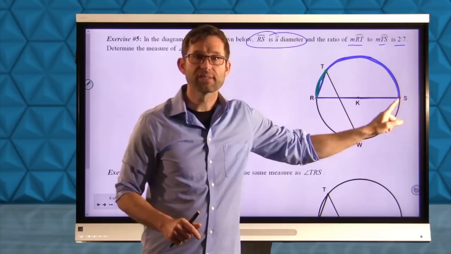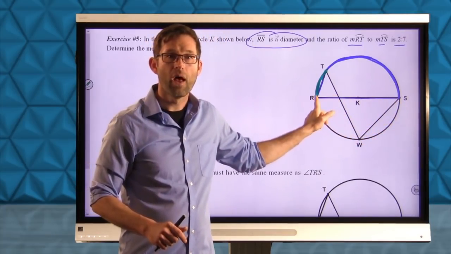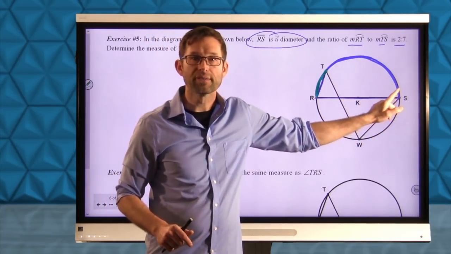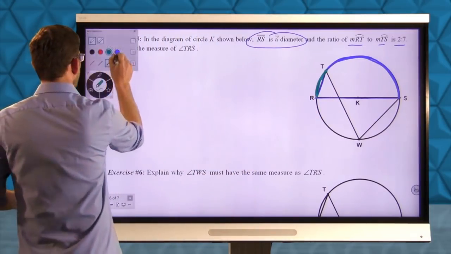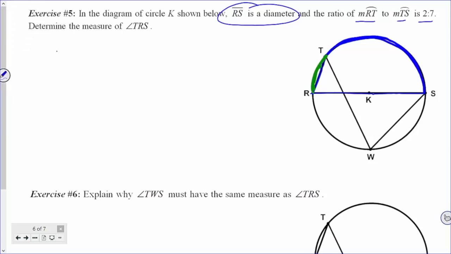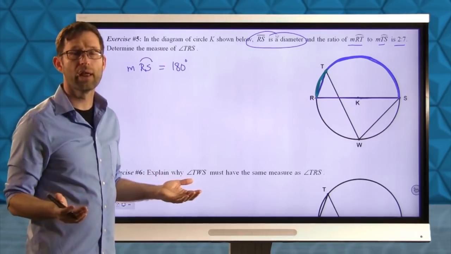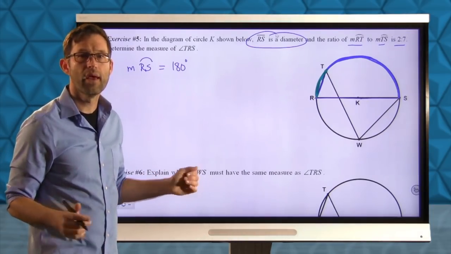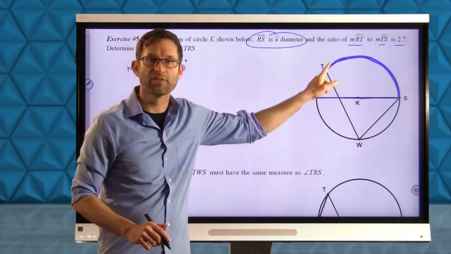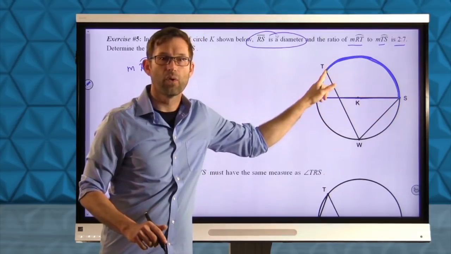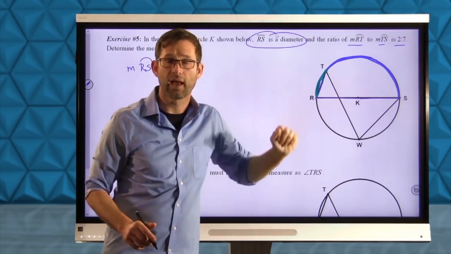Because RS is a diameter, the measure of arc RS is 180 degrees. So let me write that down really quick because that is critically important. The measure of arc RS is 180 degrees. We go halfway around the circle, 180 degrees either direction. Now, I can set up an equation to figure out both the measure of RT and TS, although honestly it's just TS that I care about.